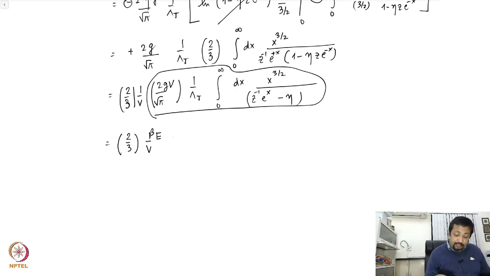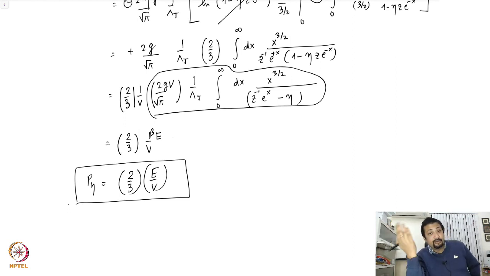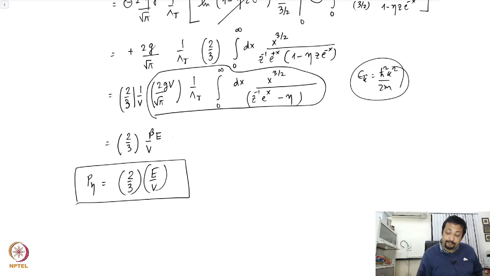Beta times E, so that p is 2 by 3 E over V. Therefore, the pressure, irrespective of a fermionic gas or a bosonic gas, if it's a non-relativistic gas, where epsilon_k is h bar squared k squared over twice m, the pressure is 2/3 the energy density. Something we derived in classical statistical mechanics, but we have done it now for quantum gases, quantum ideal gases.